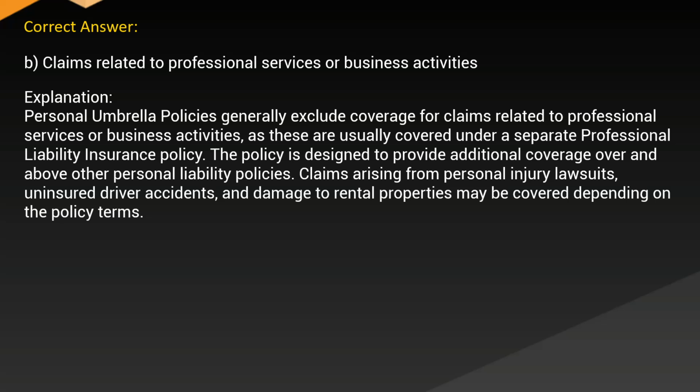Correct answer. B. Claims related to professional services or business activities. Explanation. Personal umbrella policies generally exclude coverage for claims related to professional services or business activities, as these are usually covered under a separate professional liability insurance policy. The policy is designed to provide additional coverage over and above other personal liability policies. Claims arising from personal injury lawsuits, uninsured driver accidents, and damage to rental properties may be covered depending on the policy terms.